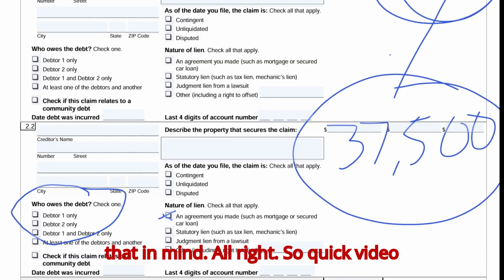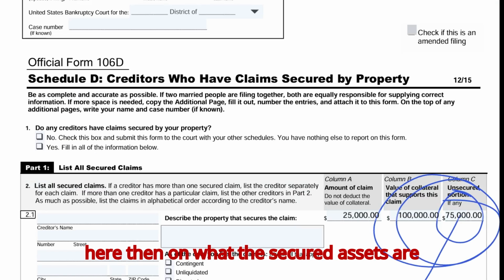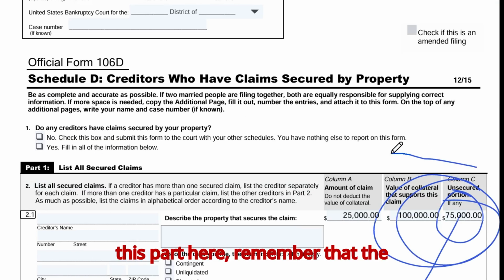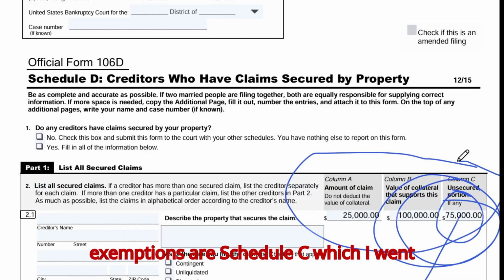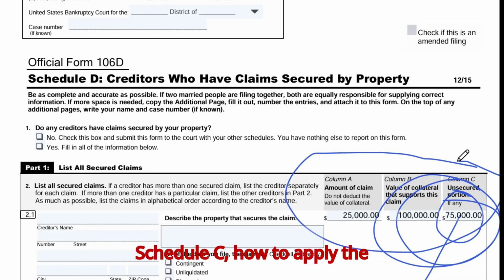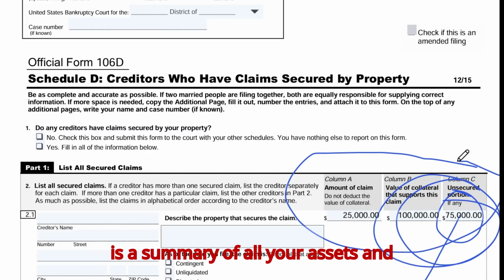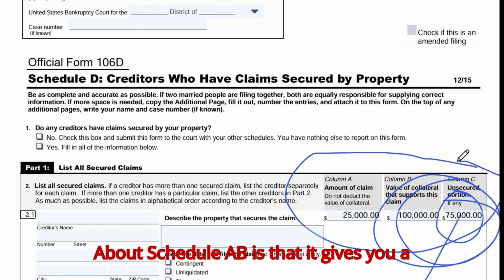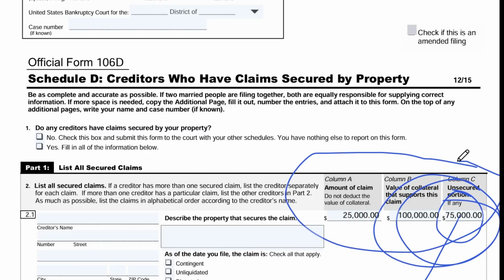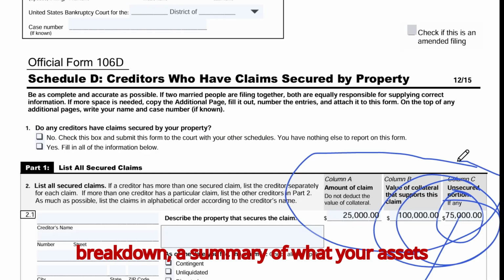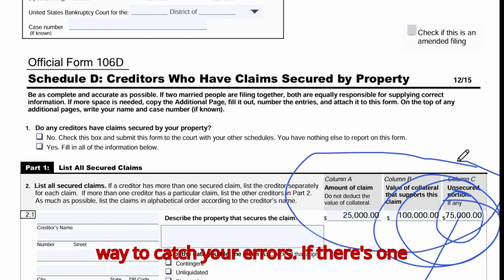All right, so quick video here then on what the secured assets are. Remember that the exemptions are Schedule C, which I went over in a prior video. So make sure to go back and look at how to apply the exemptions on Schedule C, and also Schedule AB, which is a summary of all your assets and liabilities. The interesting thing about Schedule AB is that it gives you a breakdown, a summary of what your assets and liabilities are, and that's a good way to catch your errors.